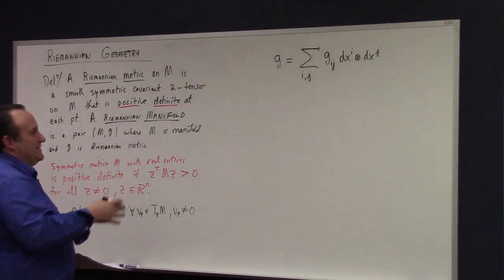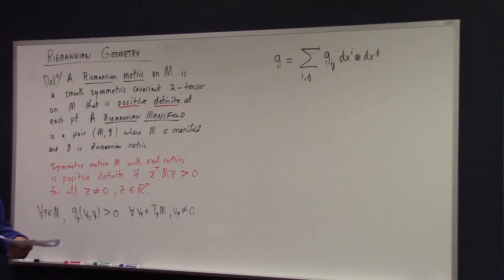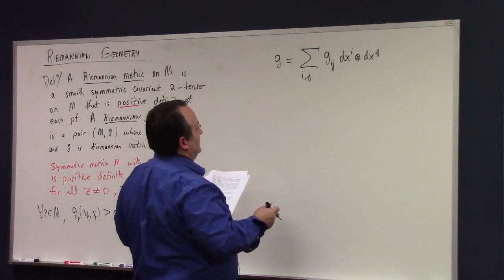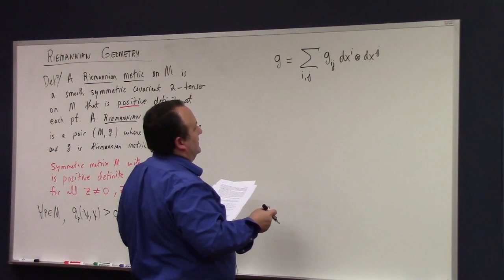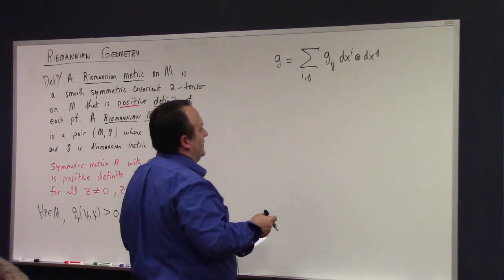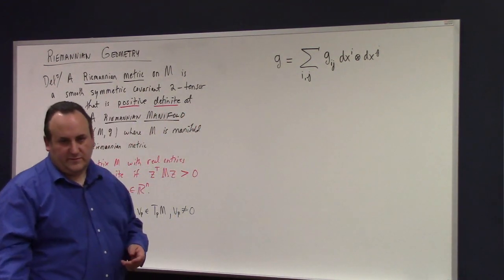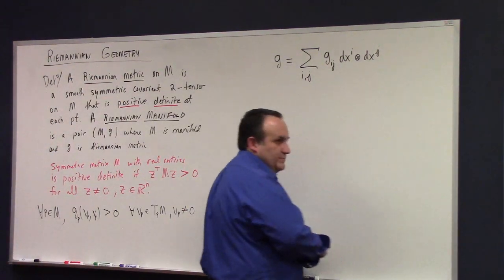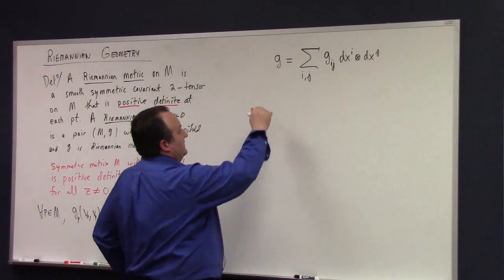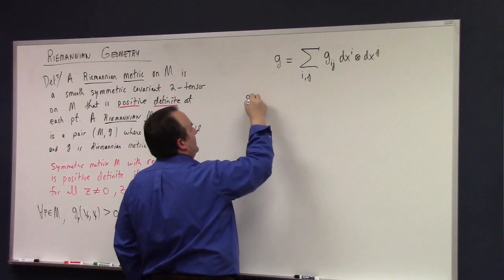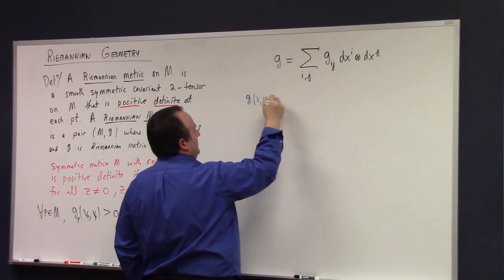So the matrix is literally g_ij. How do you find that, right? Let's see here. We could do a bunch of different calculations here. Let's do a few. Let's work it out. So what if I feed this, say, g of (v, w)? What does that look like?